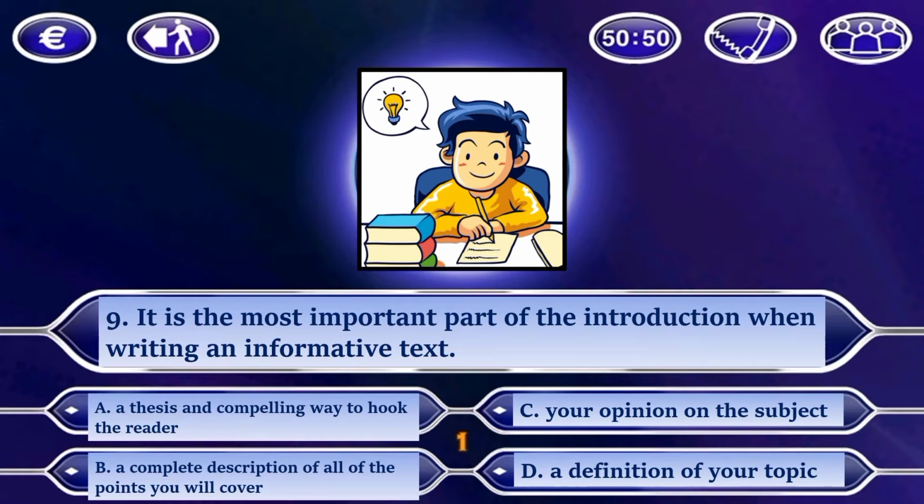Number 9. It is the most important part of the introduction when writing an informative text. Is it A. A thesis and compelling way to hook the reader? B. A complete description of all of the points you will cover? C. Your opinion on the subject? Or D. A definition of your topic? Answer is B. A definition of your topic.